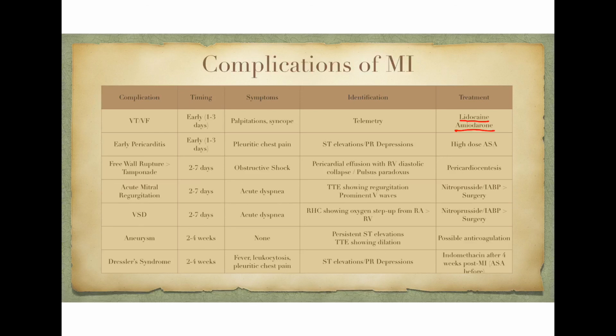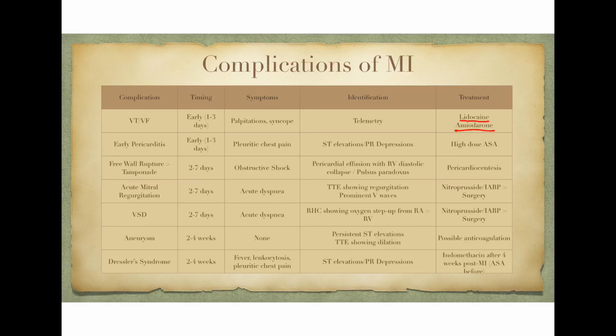In the several weeks, 2 to 4 weeks following an MI, there is a different set of complications that you'll see. One is an LV aneurysm. This is when there's an outpouching of the portion of the left ventricle through weakened fibrotic areas in the myocardium.